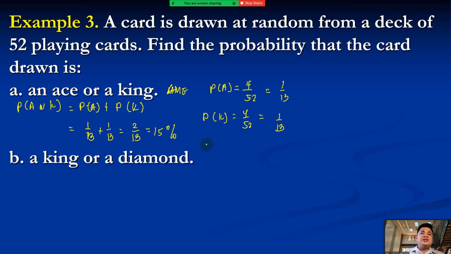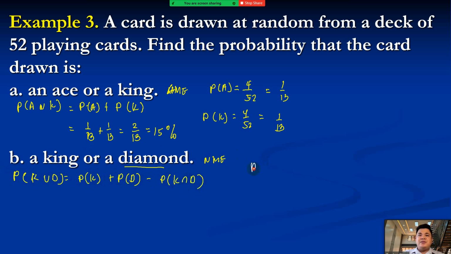How many kings do we have? We have 4, and then diamonds we have 13. Now, is there something common or an intersection between getting a king or a diamond? Yes, because there is a king of diamonds and that's just 1. So the formula that we're going to use, since these are non-mutually exclusive events because they have something in common, will be probability of getting a king or a diamond is equal to probability of getting a king plus probability of getting a diamond minus the intersection of the two.